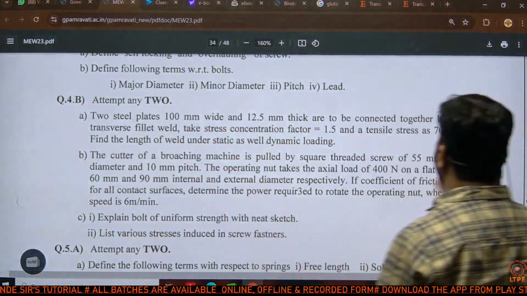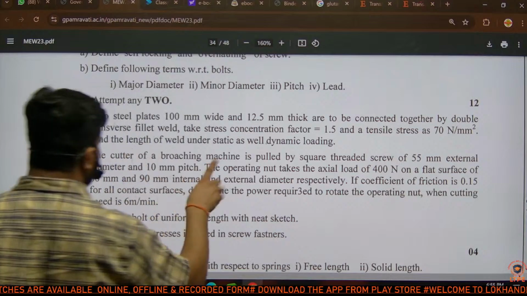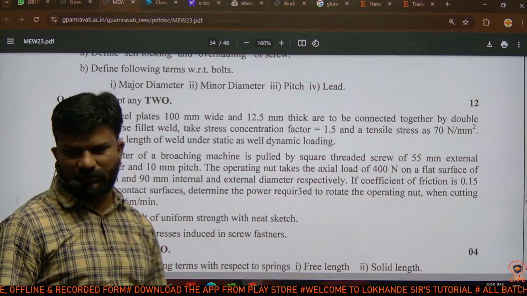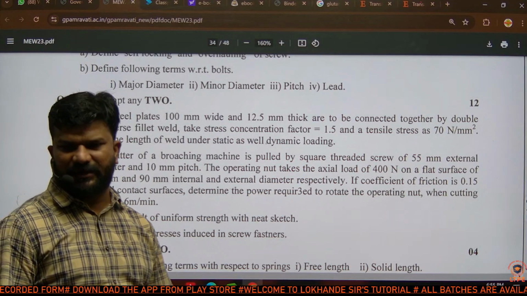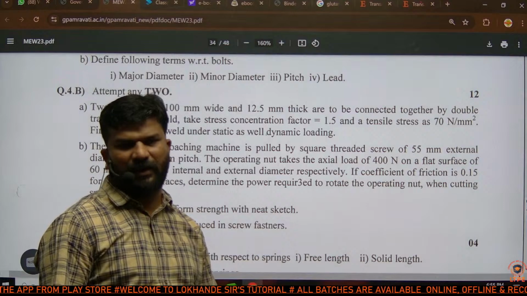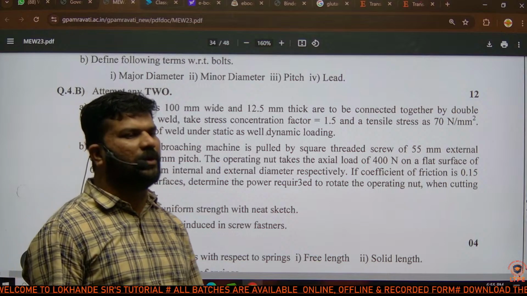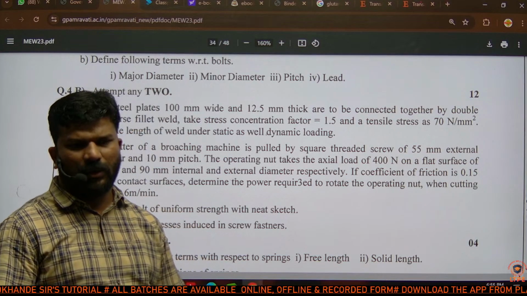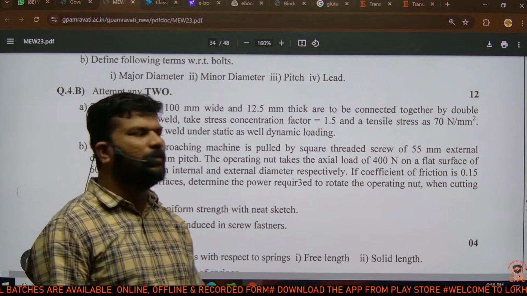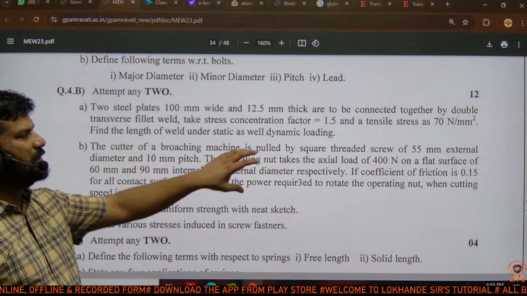Question number 4BA, 12 marks. And the second question is already solved by us. The cutter of broaching machine pulled by square threaded screw. Square threaded screw, Acme threaded screw, already solved. What we have to find: determine the power required to rotate the nut. Power is 2 pi nt by 60. T1 plus T2. T1 is the torque required to overcome friction at nut and screw. T2 is the torque required to overcome friction at collar. Assume uniform wear or uniform pressure. Find alpha, find mu, tan alpha, tan mu, and put the value, get the 6 mark question.